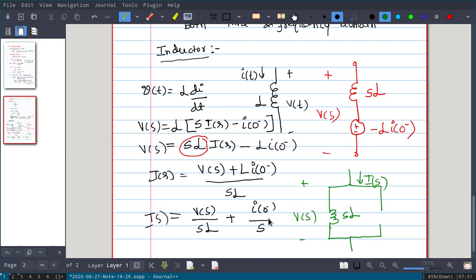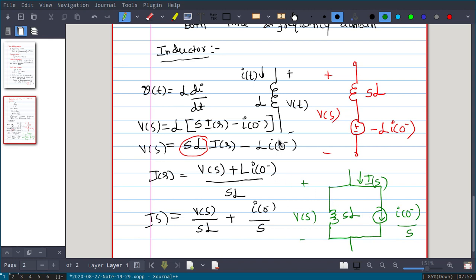So I of 0 minus, what should be the arrow mark now? The arrow mark should be positive, because I of 0 minus is positive. It is in the direction of I of S only. So I have to write this, and the magnitude of that is I of 0 minus divided by S.